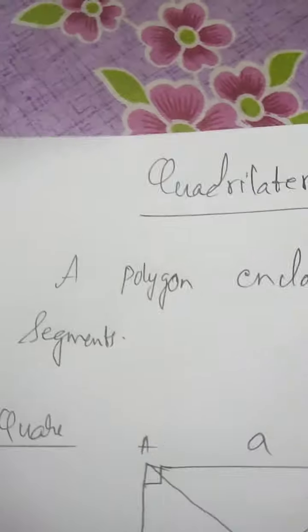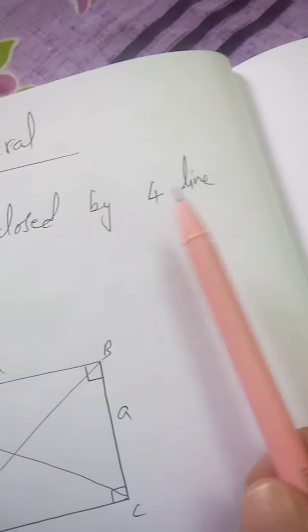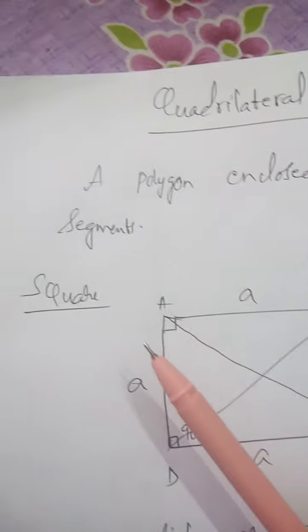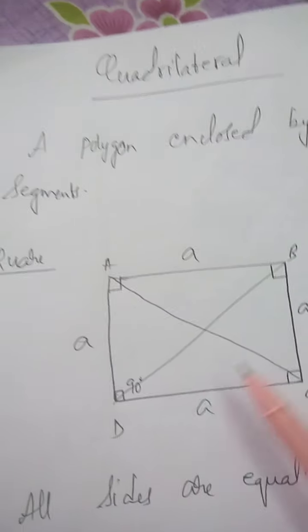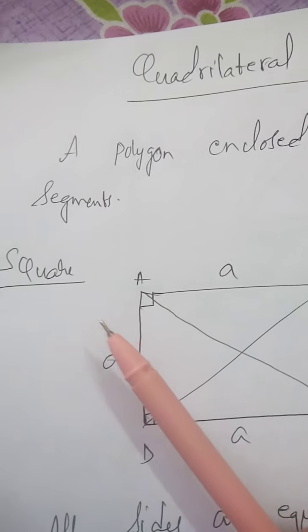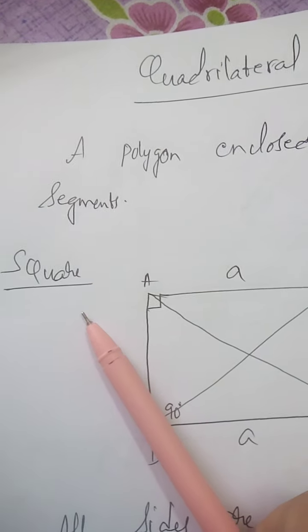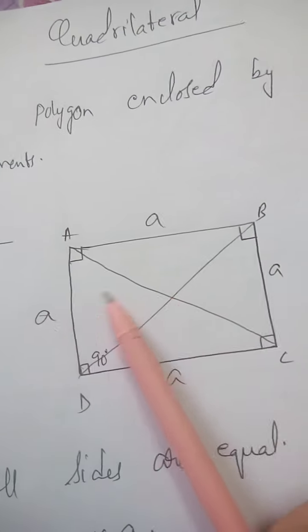Now quadrilateral. What is a quadrilateral? A polygon enclosed by four line segments. So this is a quadrilateral. So we have different types of quadrilateral. First we'll discuss about square.